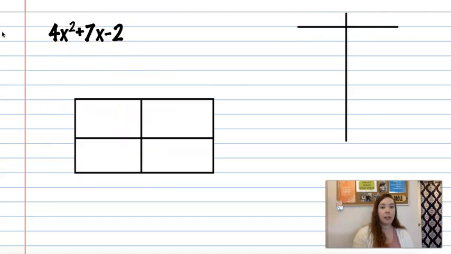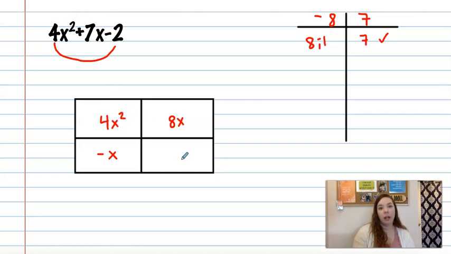So moving on to a new example. This time I have 4x squared plus 7x minus 2. So 4 times negative 2 gives me negative 8. So I want factors of negative 8 that add to be 7. So 8 and 1. And it looks like I want my 1 to be negative so that I end up with a positive 7. So these multiply to be negative 8. They add to be 7. So that's what I want my middle terms to be. I want 8x and negative 1x. My first term, I'm just taking from my polynomial would be 4x squared and negative 2.